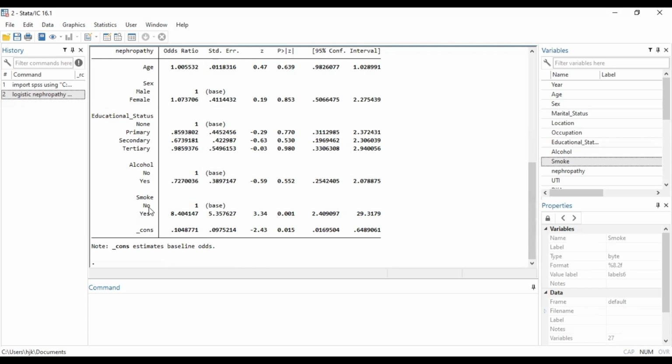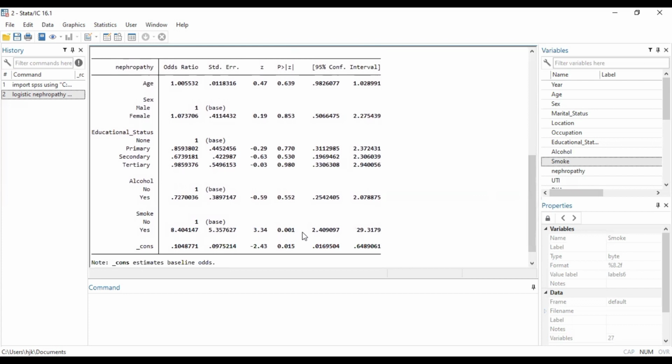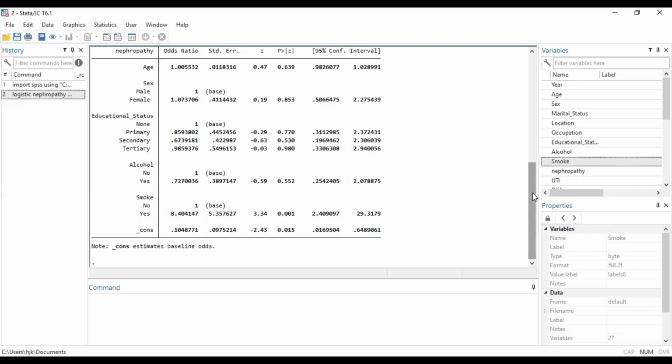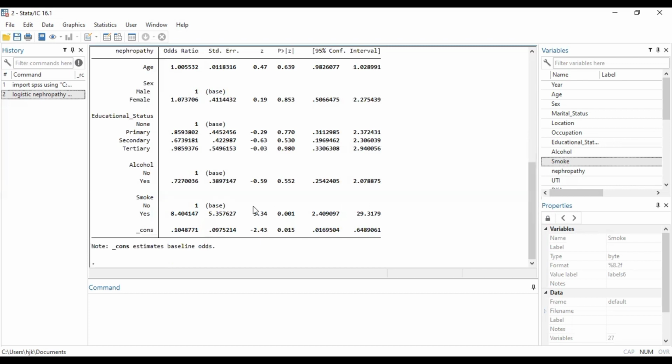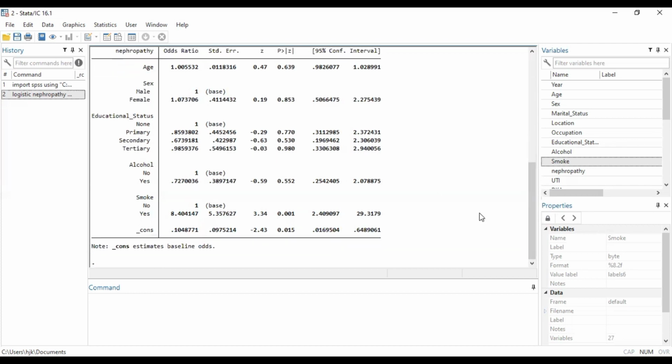Now, when it comes to the smoking status, we realize that those who smoke have about 8.4 times increased odds of having nephropathy compared to those who do not smoke. And this is statistically significant. So somebody who smokes is about 8 times likely to get, or has 8 times increased odds of getting nephropathy compared to those who do not smoke. So it tells you how dangerous smoking is in terms of statistical analysis here. And so it has to be taken very seriously.